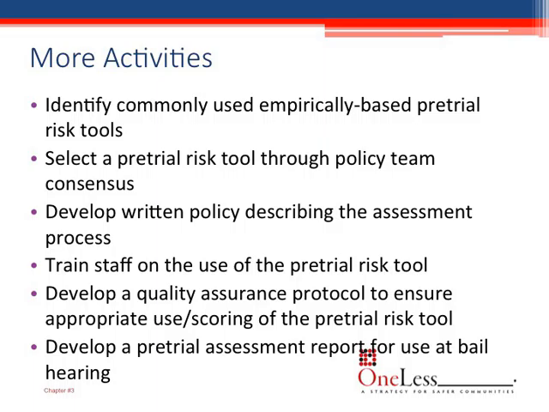For example, before we identify a risk tool, we probably need to identify commonly used tools. Then we need to examine them and gain consensus from the policy team around the tool we'll use. We probably need to develop written policy describing how and when the tool will be used. And in addition to training staff, we need to develop a quality assurance protocol to make sure the tool is scored and used properly. We probably also need to develop a pretrial assessment report that will be used by all parties at the bail hearing. In short, you will likely have a number of activities.